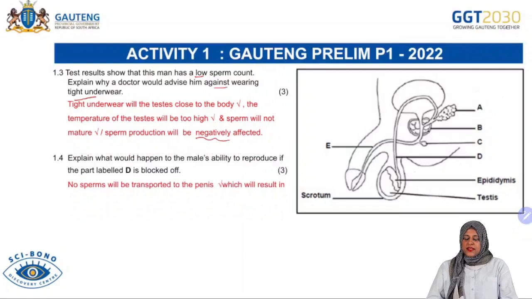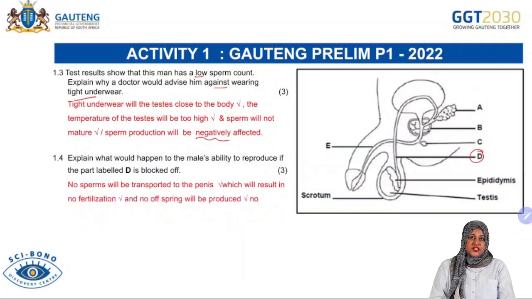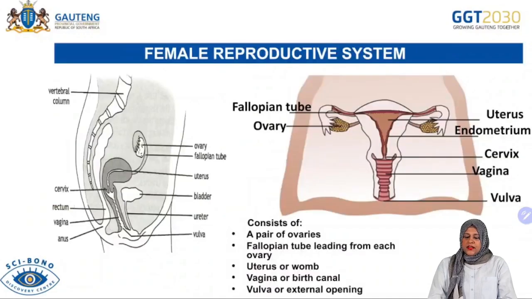What would happen to a male's ability to reproduce if part label D is blocked off? Part label D, we said, is the vas deferens. If it is blocked off, cut off, anything to that effect, no sperm will be transported to the penis, which will result in no fertilization because there's no sperm, and no offspring will be produced, and no reproduction will be able to take place. Now we look at the female reproductive system.